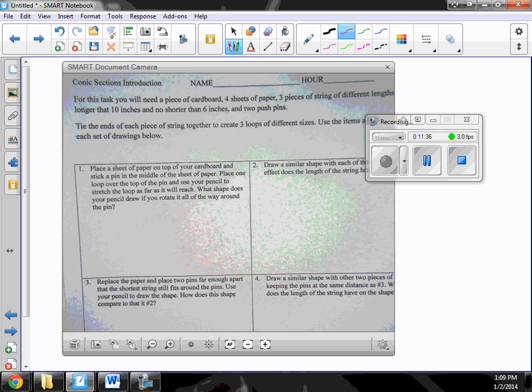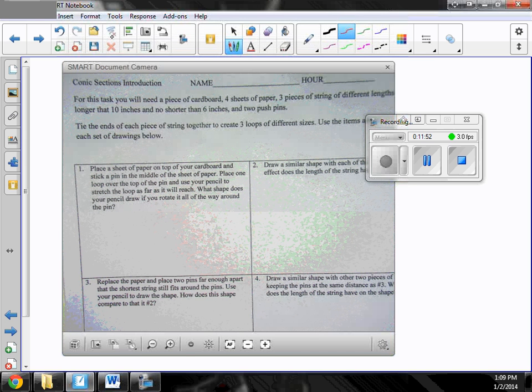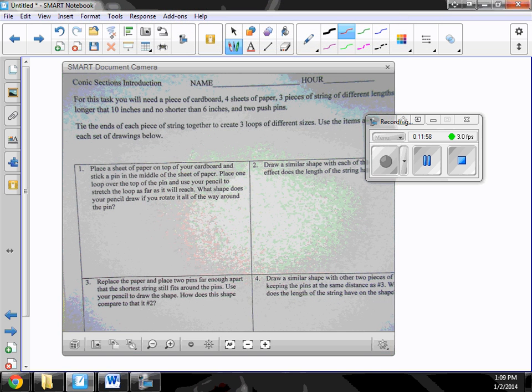So we have ellipses all over the universe. Not too many on Earth, but the orbits of planets are elliptical. Now, each one of those pins in the things that you created is called a focus, and the plural form of focus is foci.